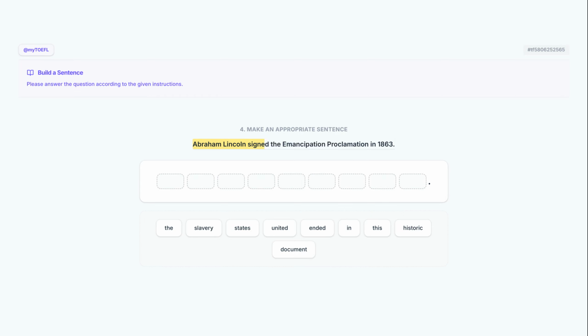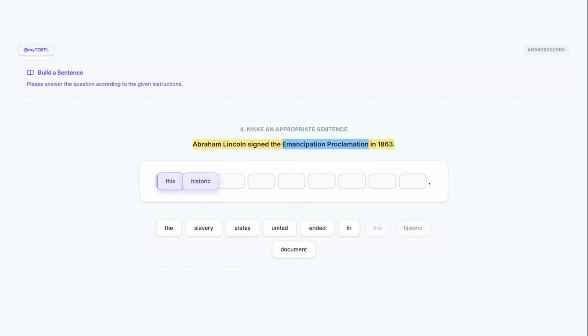Abraham Lincoln signed the Emancipation Proclamation in 1863. This context introduces the historical signing of the Emancipation Proclamation. We can expect the following sentence to explain the profound impact or the specific outcome that this legal document had on society. Now, let's arrange our scrambled words to form the correct sentence.